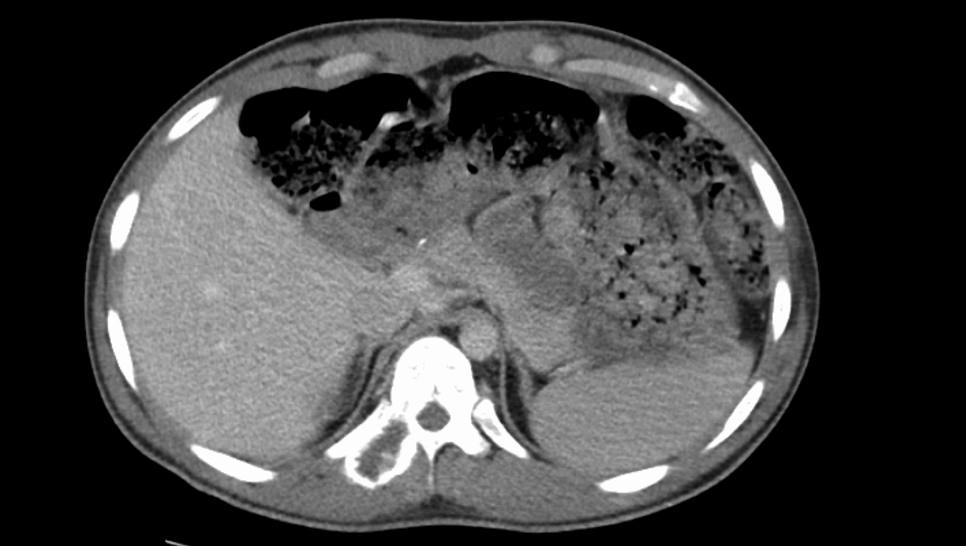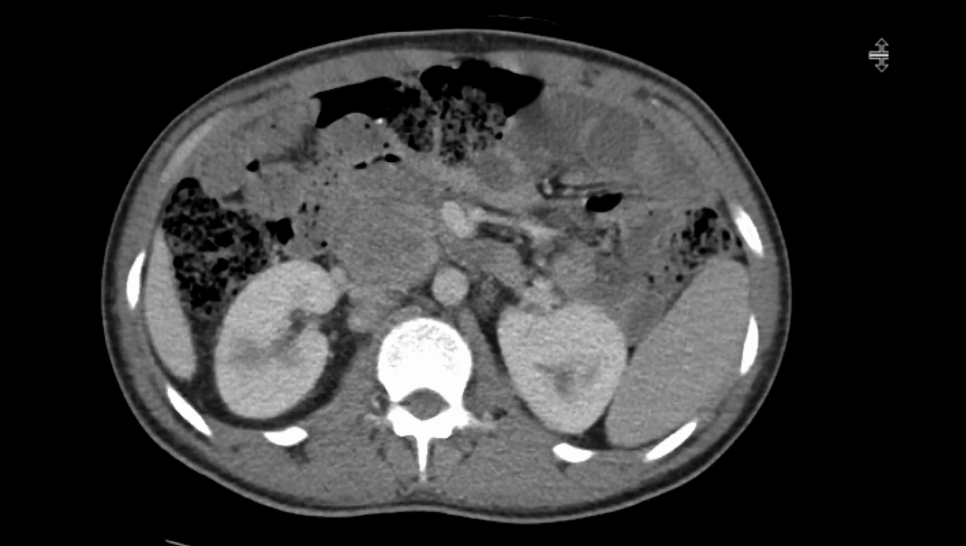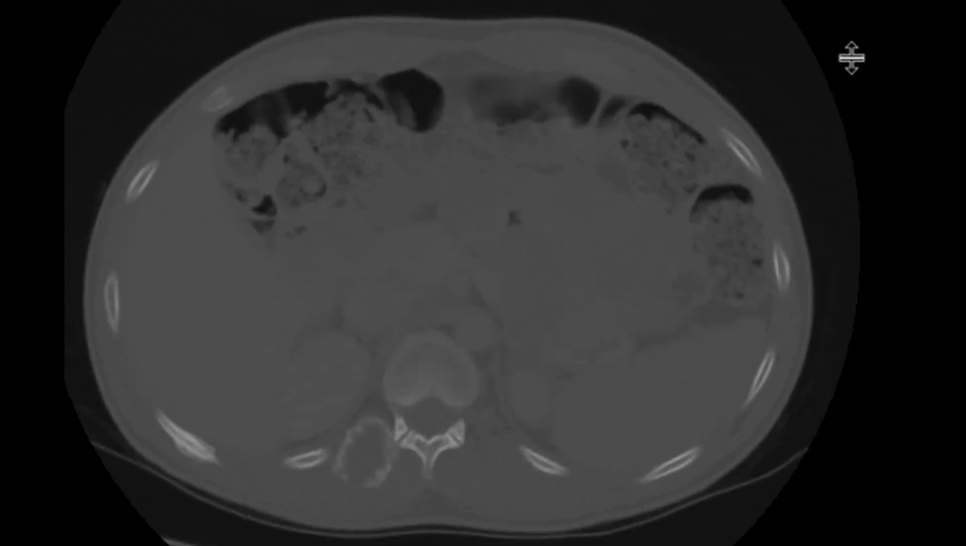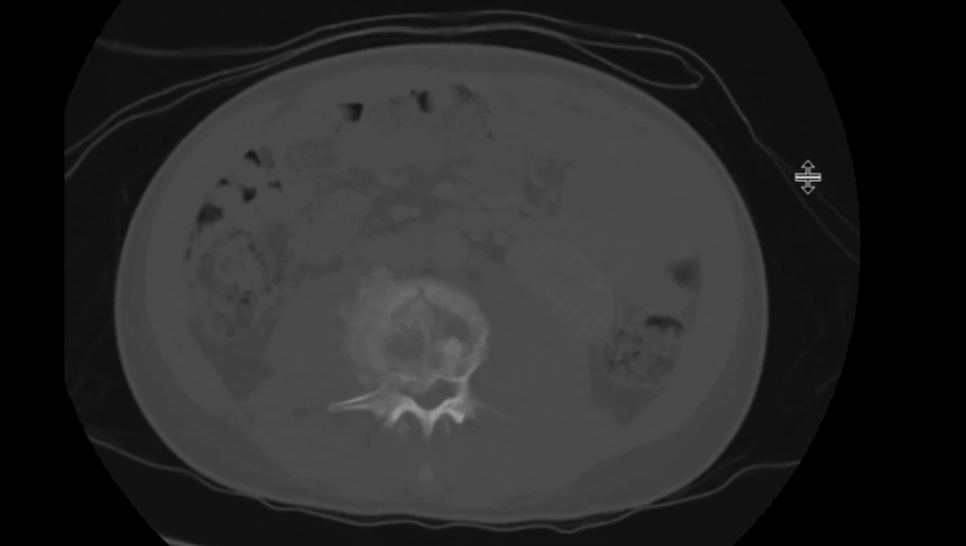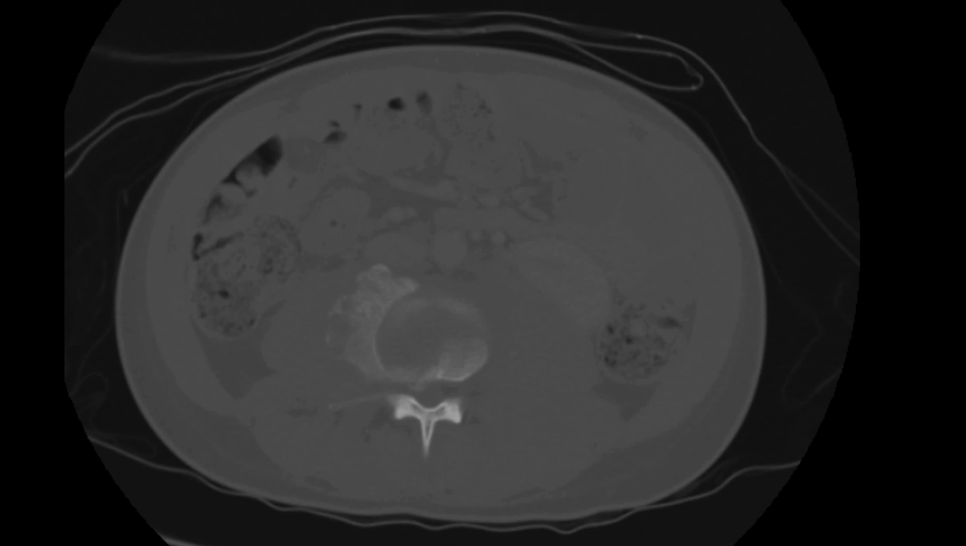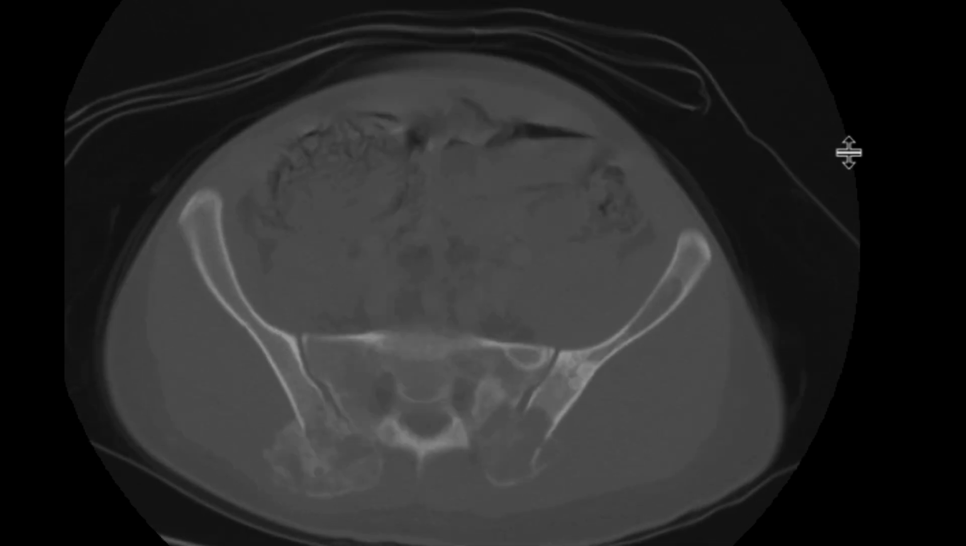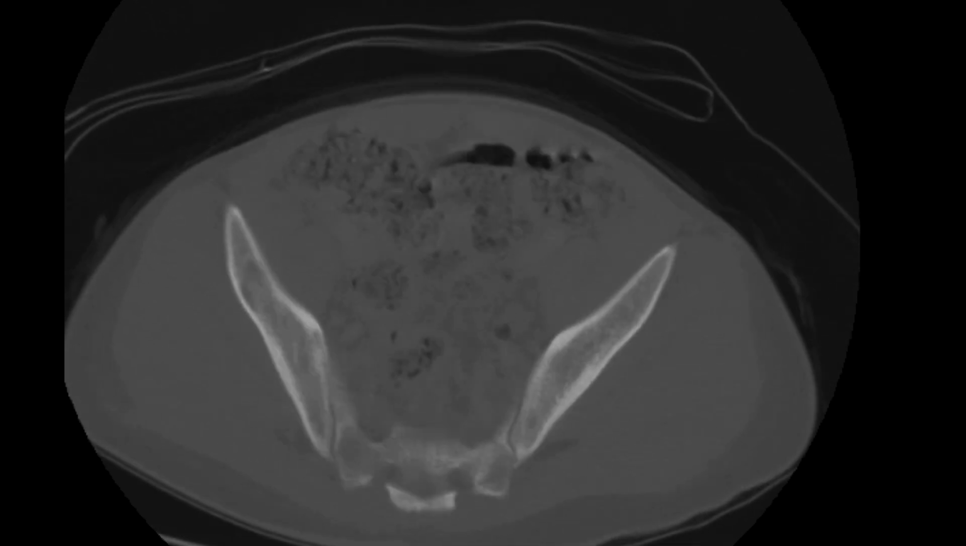And other sites of disease include extensive bony disease. Look at this metastasis along the posterior aspect of the vertebral body involving the rib. I'll put it on bone windows to better see that. If we go down, we can see additional metastases involving the lower lumbar spine. We see other metastases involving the iliac bones as well over here.